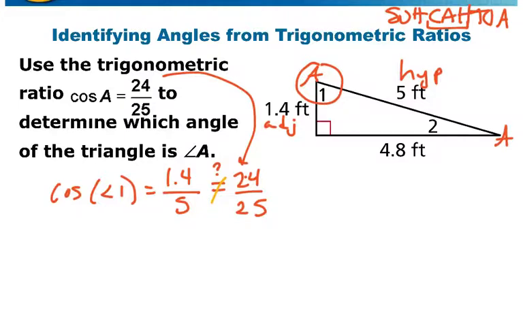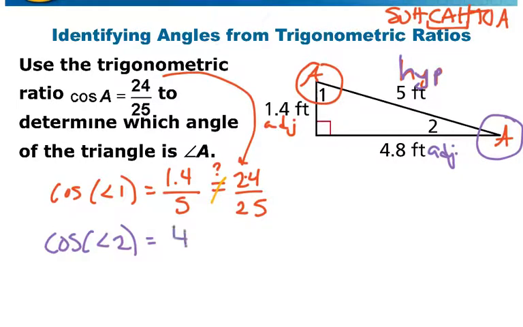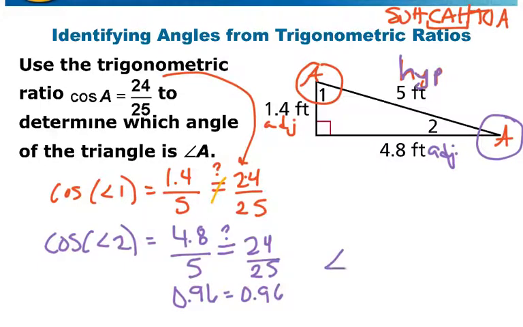So if we try the other one, which of course by process of elimination we know works, cosine of angle 2 is going to be represented by this being the adjacent side, and this still representing the hypotenuse. And so we have 4.8/5. And we're seeing if that equals 24/25. And so if you divide 4.8 and 5, or if you divide 24 and 25, both of them are 0.96. And so that means that angle 2 is A.